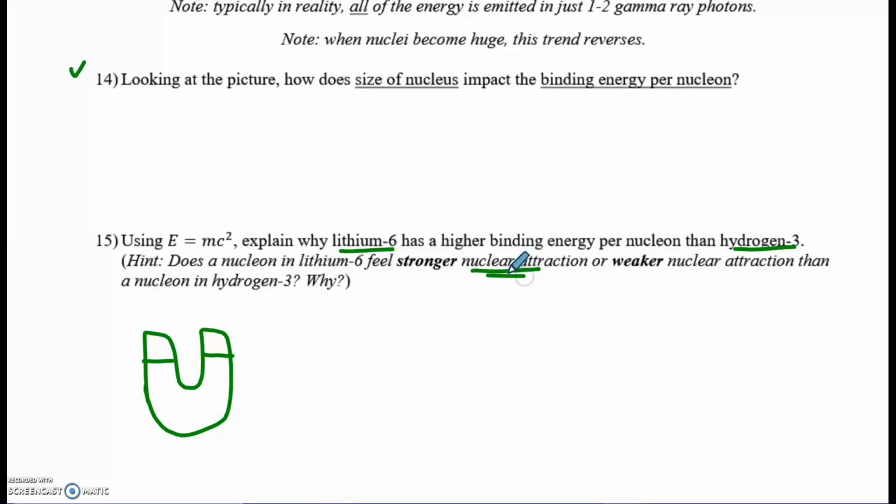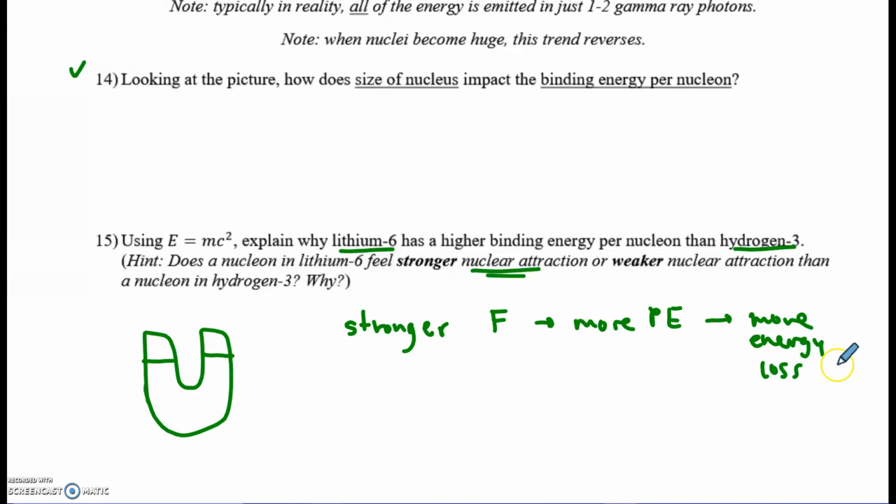Think about the nuclear attraction, right? Think about which of those nuclei is a bigger magnet. Stronger force, nuclear force, that means something about potential energy, more potential energy. And then if you have more potential energy, there's more energy loss in order to bind as a nucleus. And more energy loss means more mass lost. Oh, but we're not mass, we're energy loss. That's it, we're done when we get to energy loss, because the energy lost is the binding energy. More binding energy.